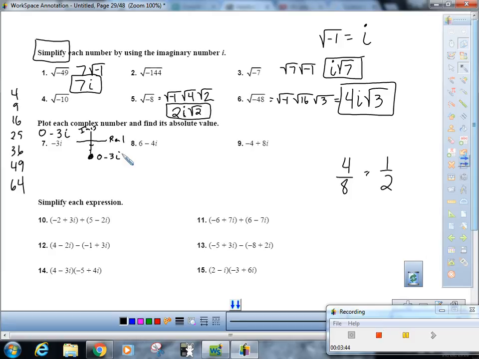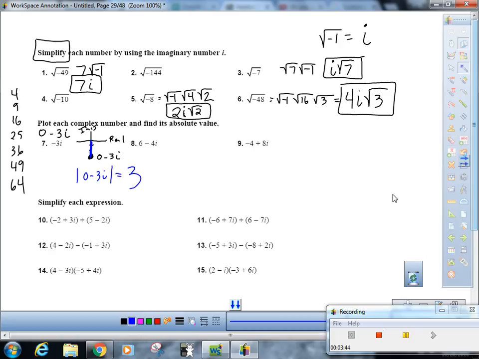Okay. Well, now find the absolute value. Do you know that the absolute value of anything is the distance that that thing is from the origin? So that's right. The absolute value of 0 minus 3i is just 3. We're going to have to get our Pythagorean, and we're going to get our Pythagorean in number 9. Good job, Skylar.